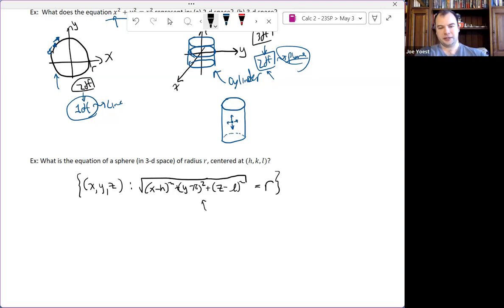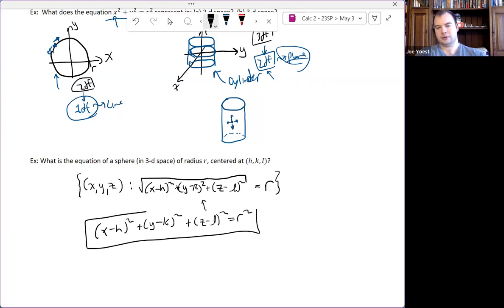So what's my constraint? Looks very much like a circle, right? A 2D circle would only have these first 2 terms equals r squared. In 3D, we just pick up this third term, this plus z minus l squared.